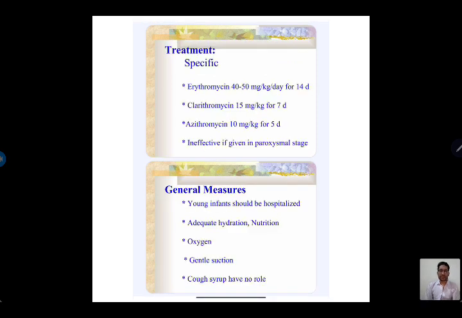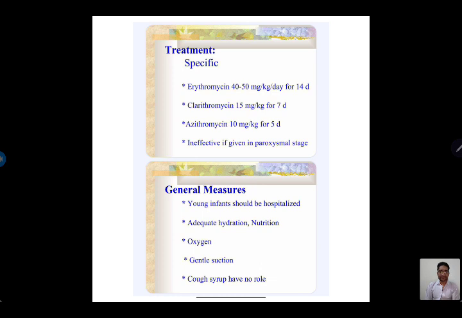Treatment. Specific treatment is erythromycin 40 to 50 milligram per kg per day for 14 days. Clarithromycin 15 milligram per kg for 7 days. Azithromycin 10 to 15 milligram per kg for 5 days. Ineffective if given in the paroxysmal stage.